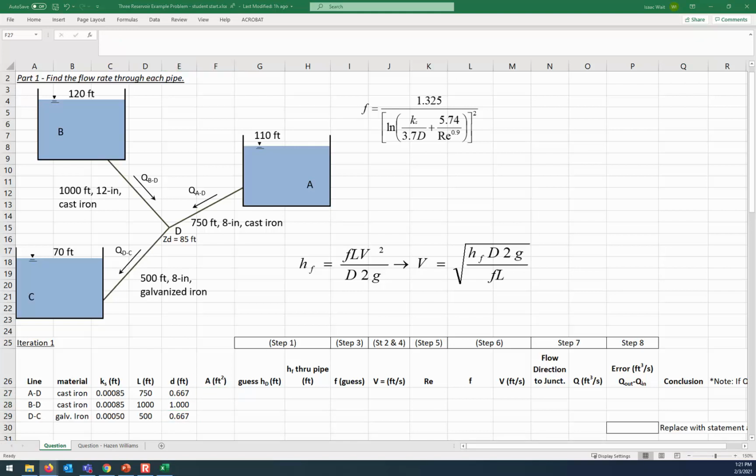Raise your hand or ask a question, interject somehow if there's anything I can clarify. Okay, so the cross-sectional area, pi d squared divided by 4. Pi times d squared divided by 4. Okay, so that's the diameter. And I can just drag that down through all 3 of the pipes. Now, what should we do for our first guess of how much head there is at D?